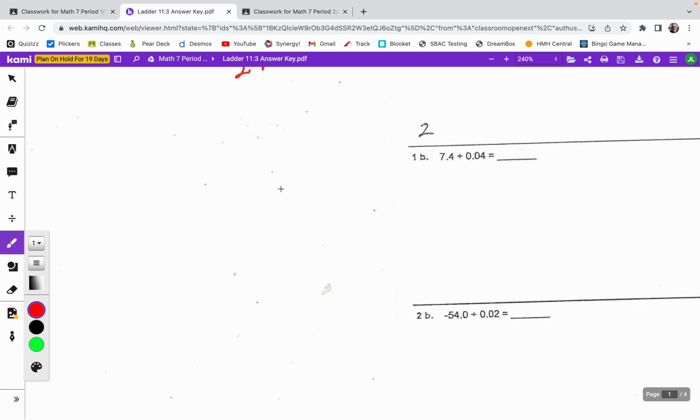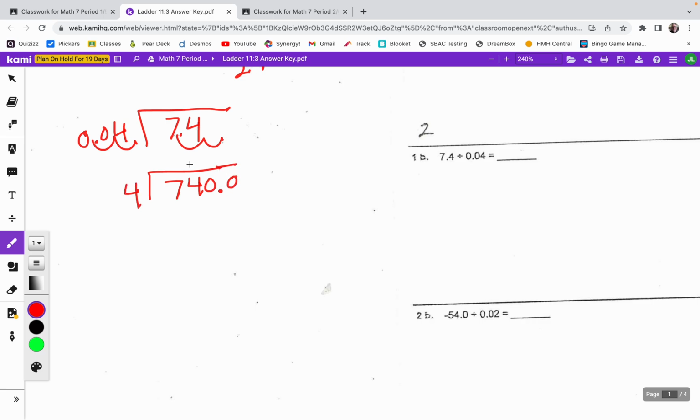Second step is 7.4 divided by 0.04. I have to move this 2 places, so I have to move this 2 places. So essentially we're doing 740 divided by 4. The decimal point is right there. Probably won't need it.